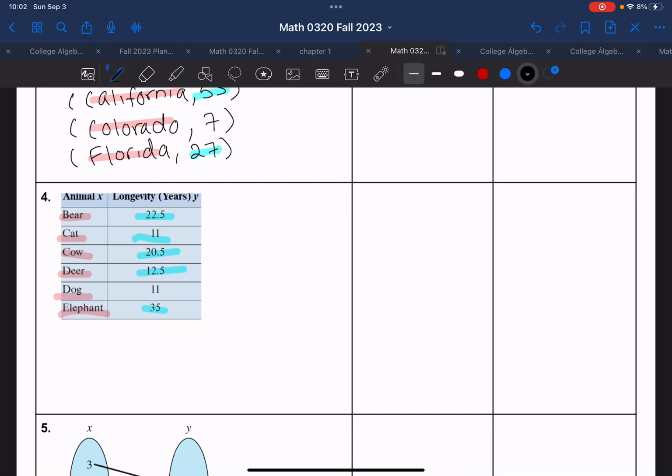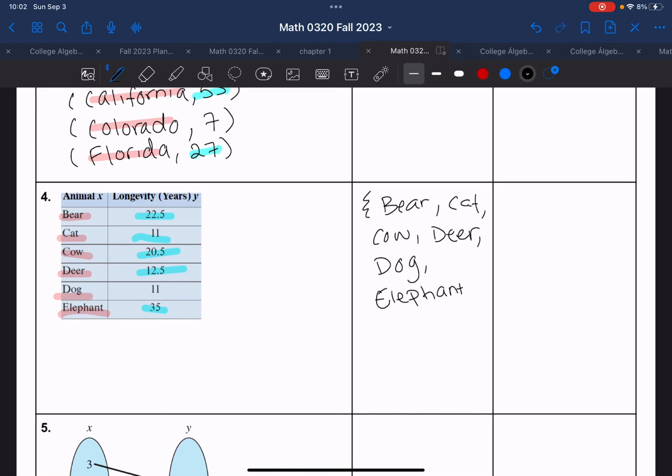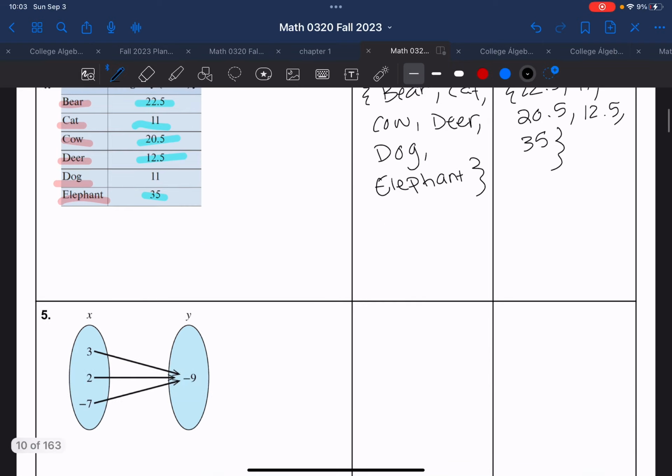And then 35. So if I was writing my domain, it would be all these animals. So bear, cat, cow, deer, dog, and then elephant. And then my range, 22.5, 11, 20.5, 12.5, and 35. Okay, so that's how you would write the domain and range for example 3 and 4, because they're in tables.